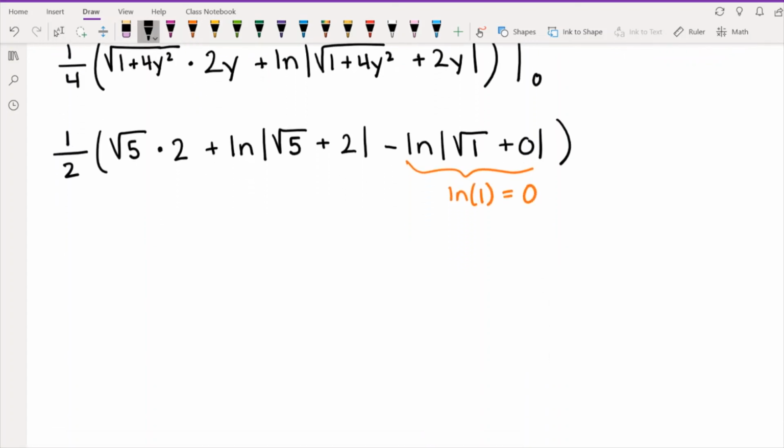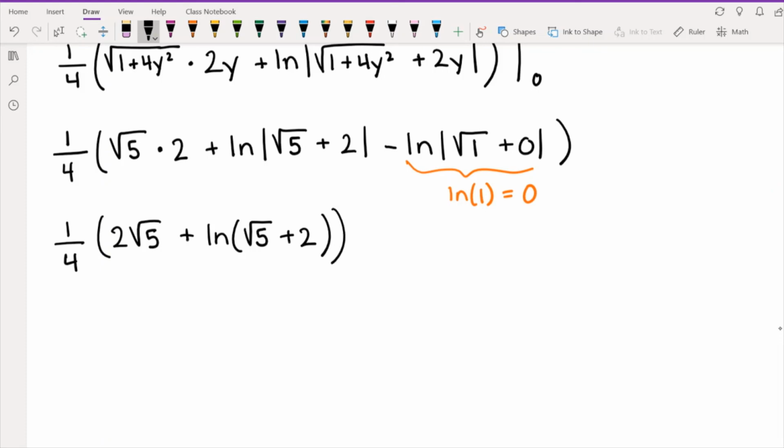And so we're left with, sorry, this was supposed to be 1/4. So we're left with 1/4 of 2 times the square root of 5 plus ln of square root of 5 plus 2, and we can get rid of the absolute values because square root of 5 and 2 are both positive. And this is approximately equal to 1.479.